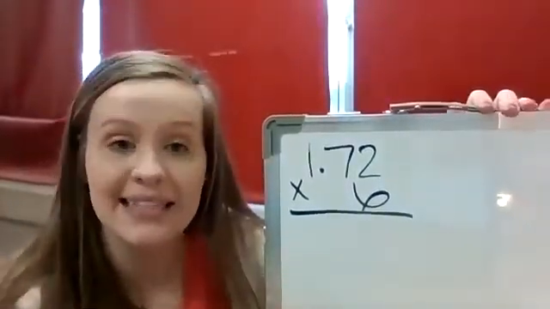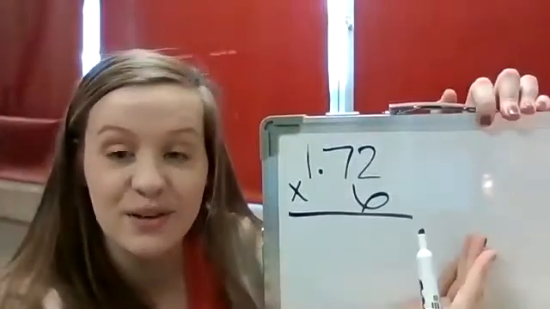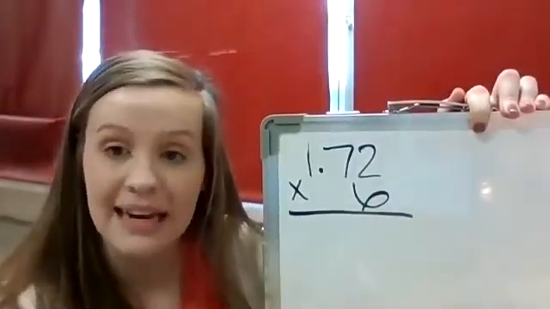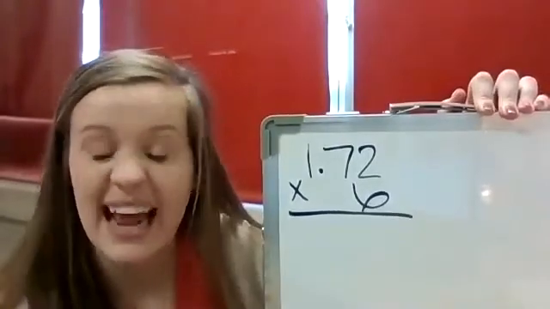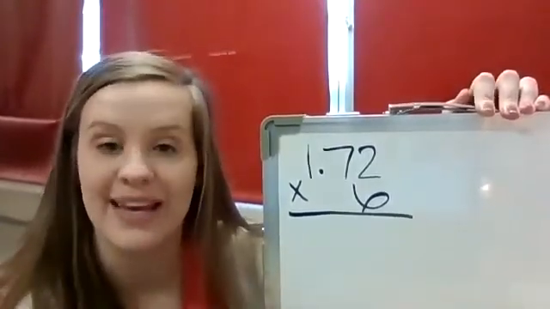I went ahead and lined it up for us because everything just goes to the right. You don't have to worry about lining up any decimals when you're multiplying. And we're just going to do regular multiplication and act like that decimal's not there until we get our answer.